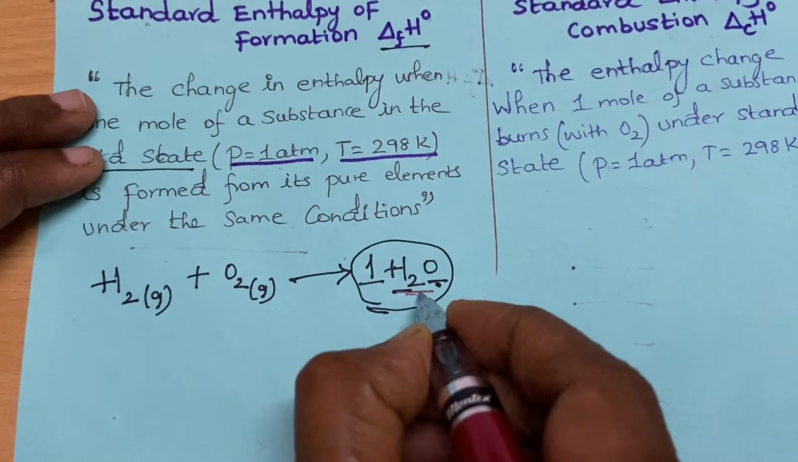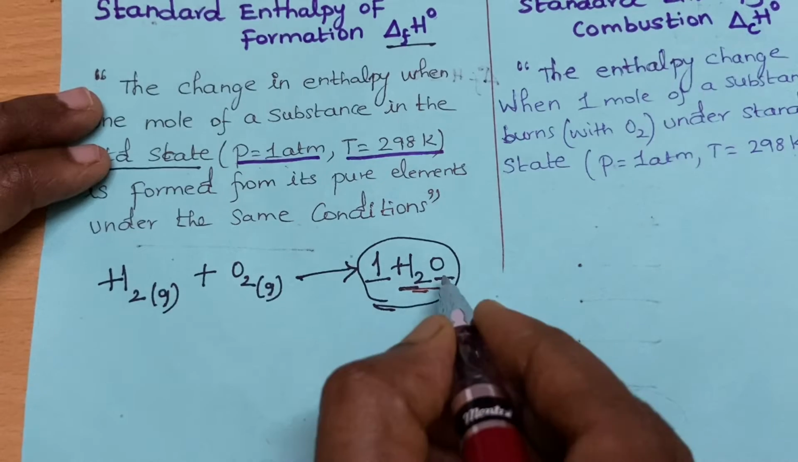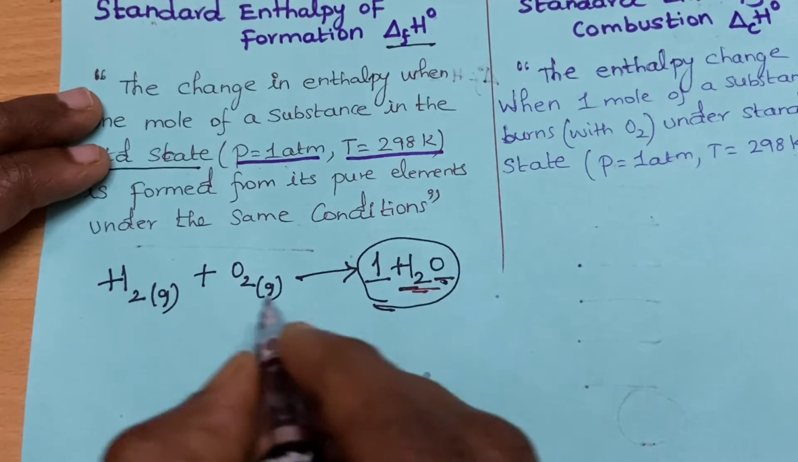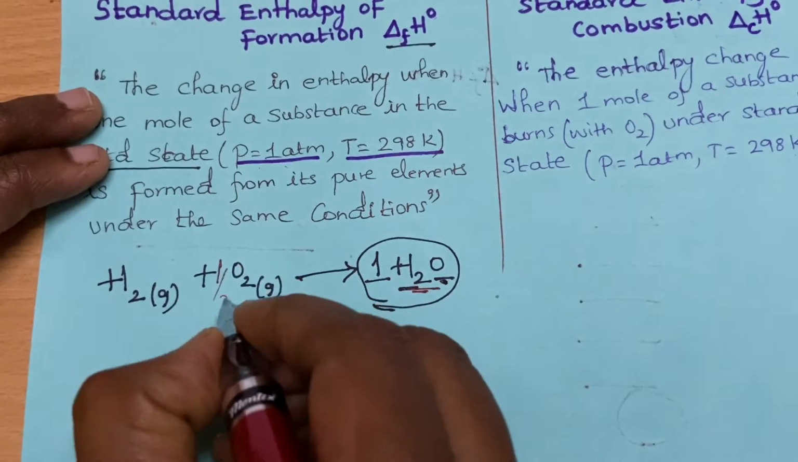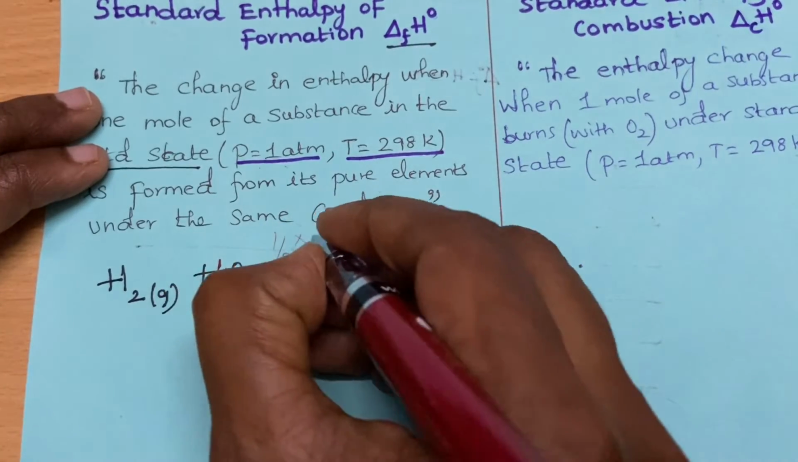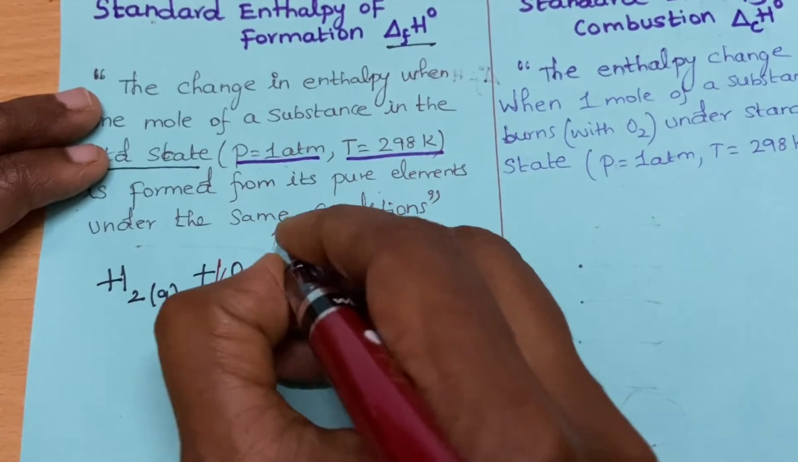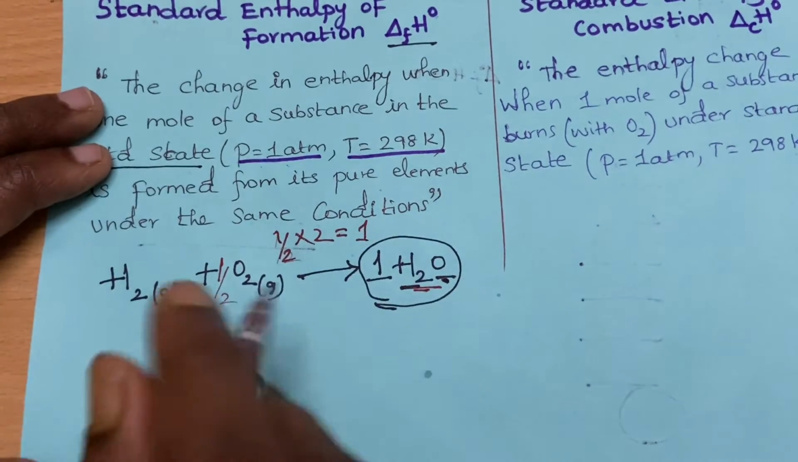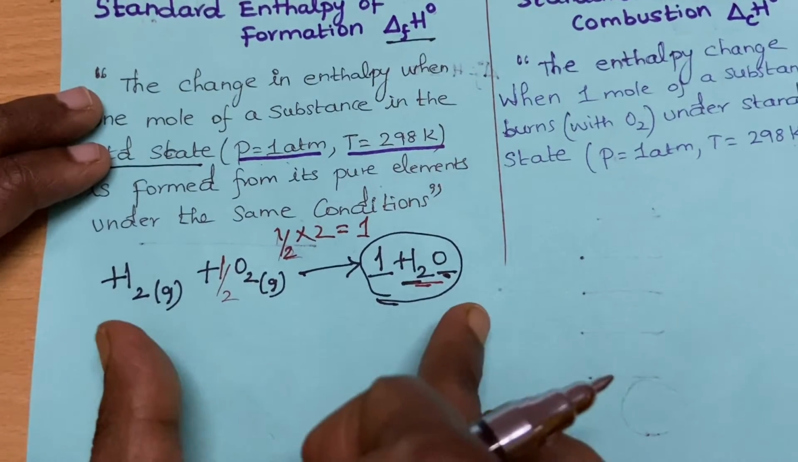See, hydrogen 2 is already present here, hydrogen 2 is already present here, only 1 oxygen, so here O2, so I am putting it half, because half into 2 will give you 1. Okay, so this is the standard enthalpy of formation of water.